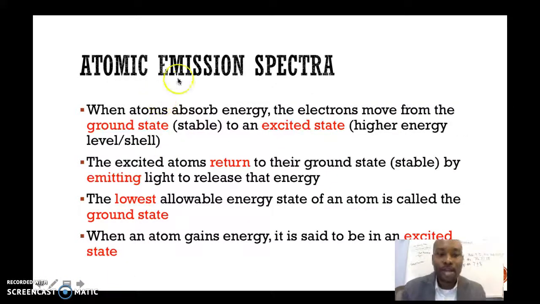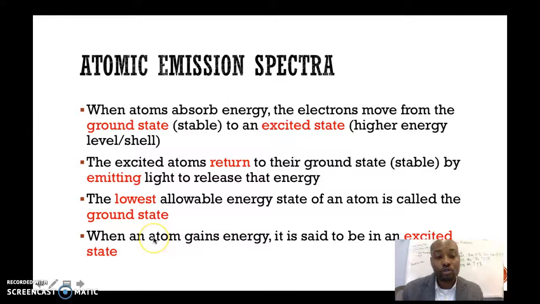Okay, and the way the atomic emission spectra works is that when an atom absorbs energy, the electrons move from the stable level, referred to as the ground state, to an excited state, to a higher energy level or shell. Then the excited atoms return to their ground state by emitting light to release that energy. The lowest allowable energy state of an atom is called the ground state, and when an atom gains energy, it's said to be excited.